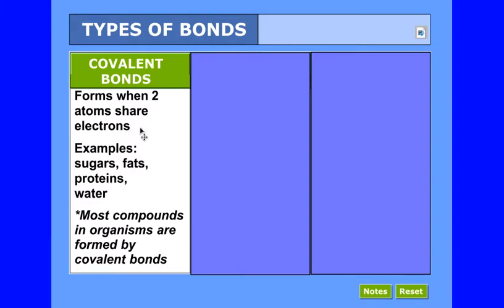Covalent bonds are where we share electrons, so we're not losing an electron or gaining an electron, we're just going to share it. We find the covalent bonds in compounds such as sugars and fats and proteins, and those are the compounds that actually make up your body parts.